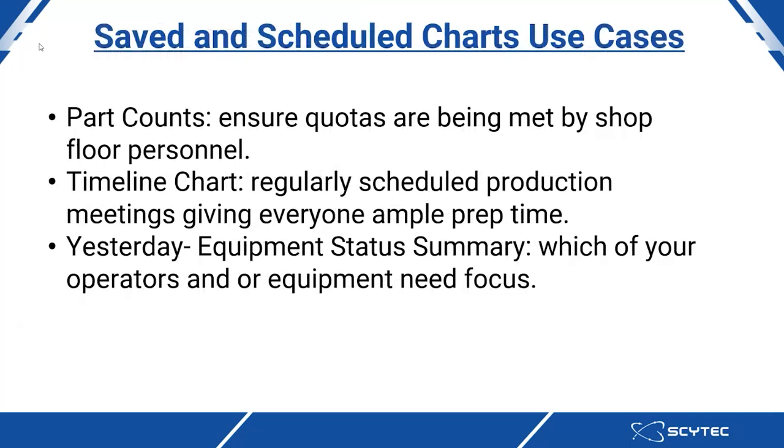So, some examples of saved charts. You could get a part count saved chart to ensure that quotas are being met by shop floor personnel. You could have a timeline chart saved showing regularly scheduled production, or for regularly scheduled production meetings, giving everybody ample prep time for the next shift. And then you could also have a saved and scheduled equipment status summary chart showing you the production metrics for the previous day that can allow you to figure out which operators or equipment need focus.